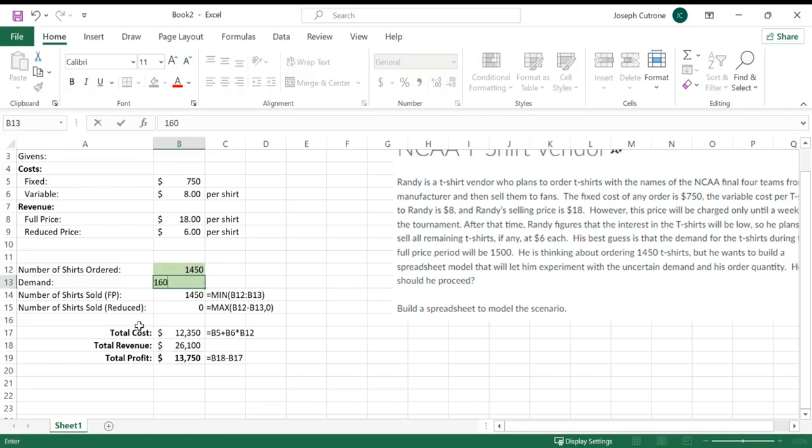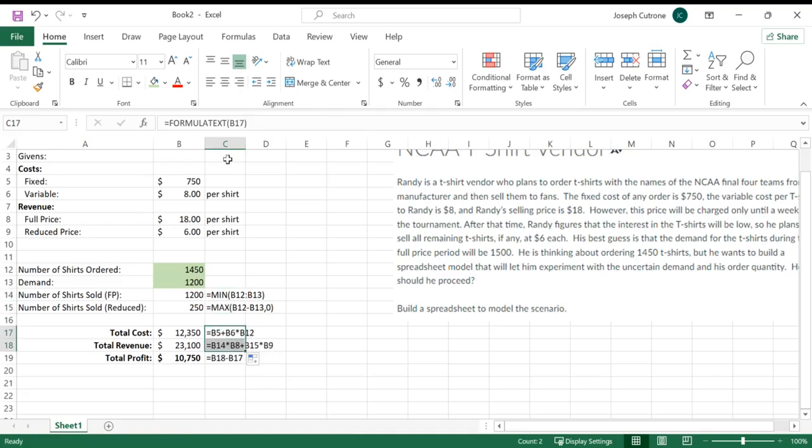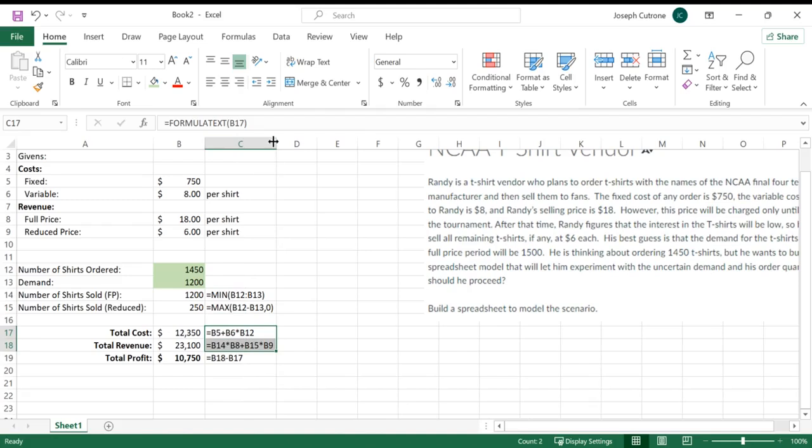They say, well, what if demand increases? It's popular with two teams. What if demand decreases? And if you notice, everything updates automatically. We don't have any negative numbers. Very clever use of min and max. Total cost, total revenue. Let's show the formula. And again, total profit, so we can be informed in our decision and make good recommendations to our client.